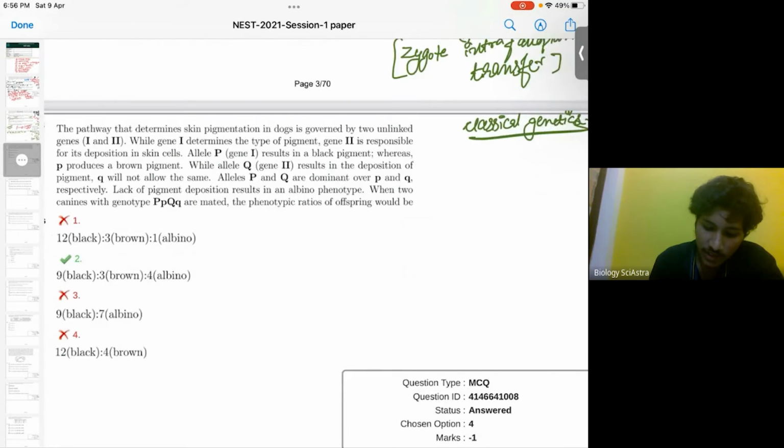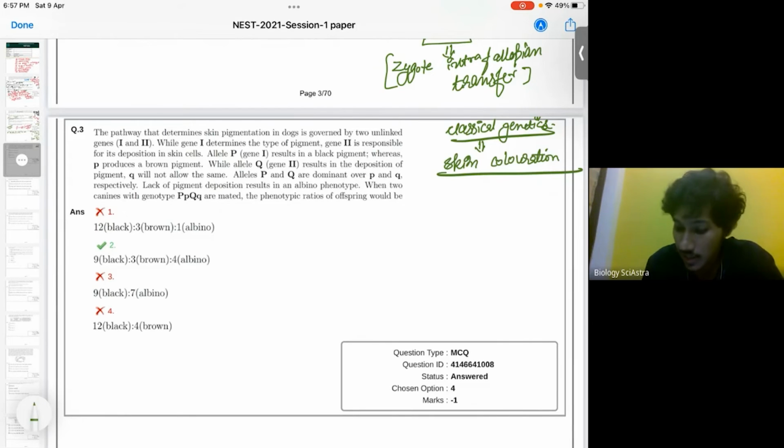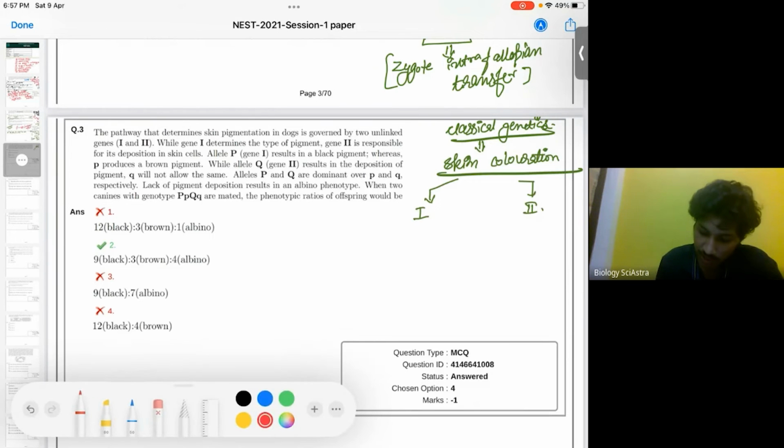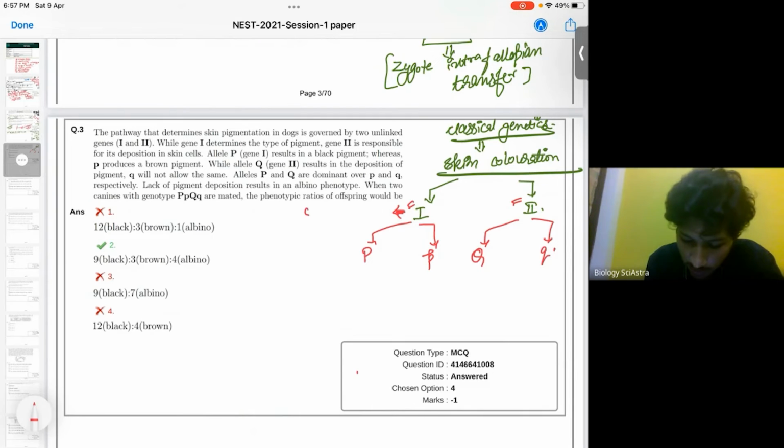The question says that in some variety of dog, the skin coloration is governed by two genes, the first gene and the second gene. The first gene has two alleles, capital P and small p, and the second gene also has two alleles, capital Q and small q. But what is the function of the first and second gene? The first gene leads to color production, and gene 2 leads to color deposition in the skin.